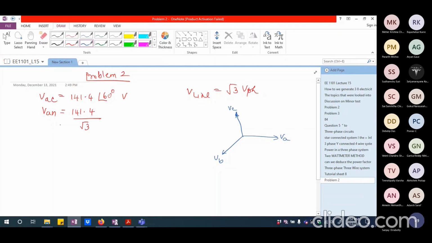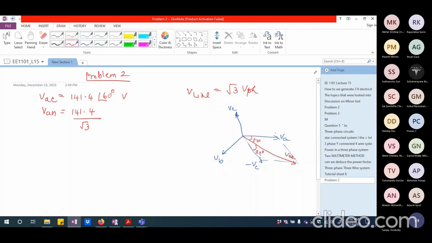Okay. Now what is being given is VAC. So if I write this is VC, so minus VC. So I should be able to write VAC like this. This is VAC. And this will be 30 degrees. And this will also be 30 degrees. Okay. So minus VC will be lagging behind VA by 60 degrees.